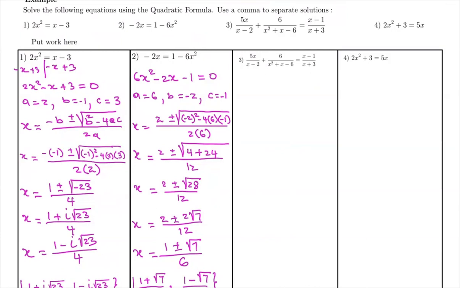Now, first, since it's a rational equation, we're going to want to make sure we factor the expression as linear terms. This is already linear. This is linear, but this one is not. We're going to see if we can factor all the denominators. So first one is good. So 5x over x minus 2 plus 6 over.